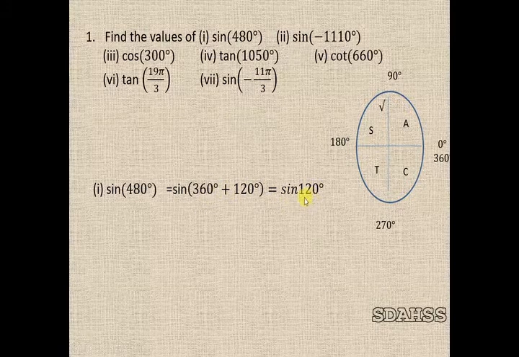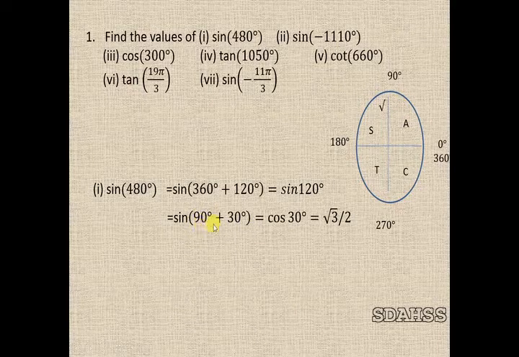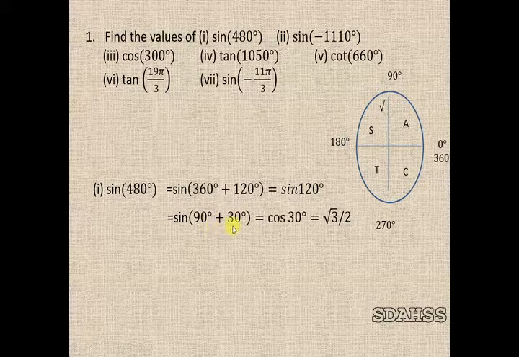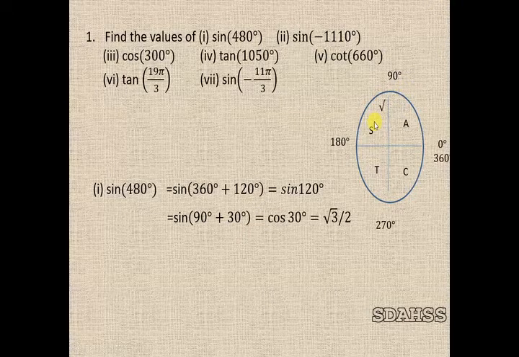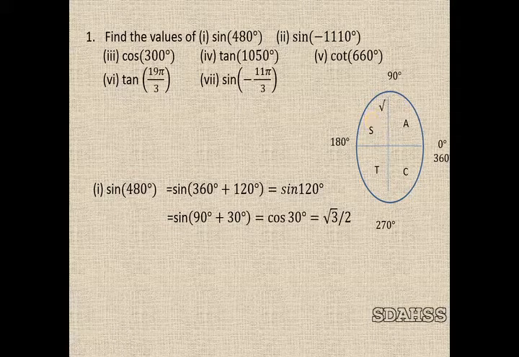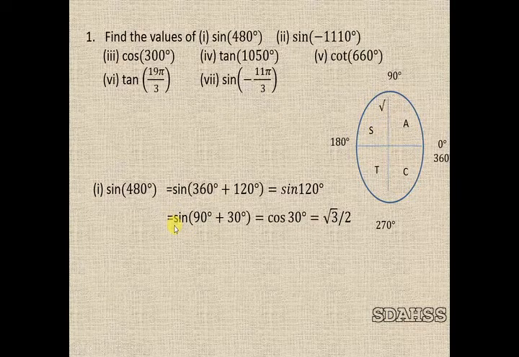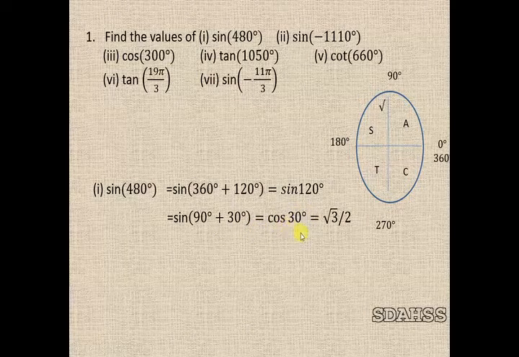So sin 120 degree. Sin 120 can be written as sin 90 plus 30 degree. It is in the form of sin 90 plus theta, which lies in the second quadrant. In the second quadrant, sin is positive. So sin 90 plus theta means cos theta. So cos 30 degree. The value of cos 30 is root 3 by 2.